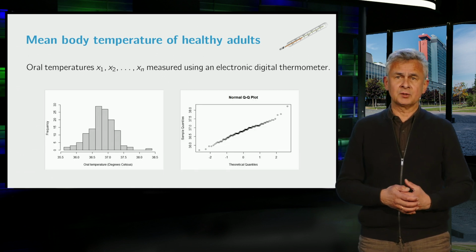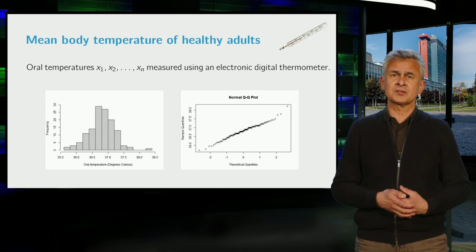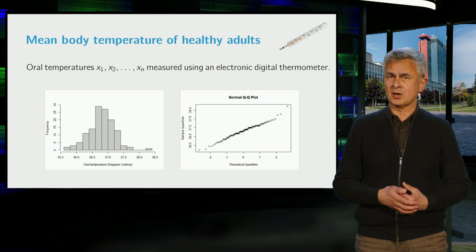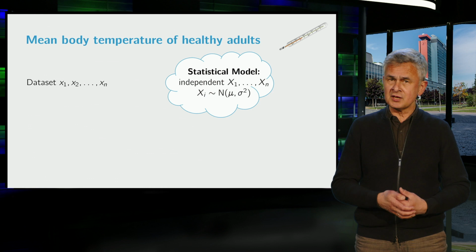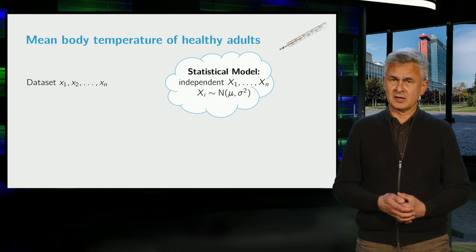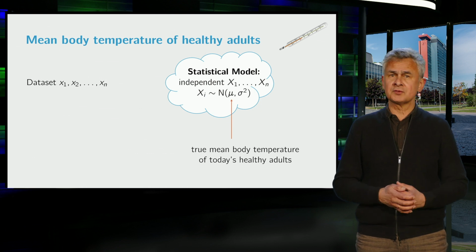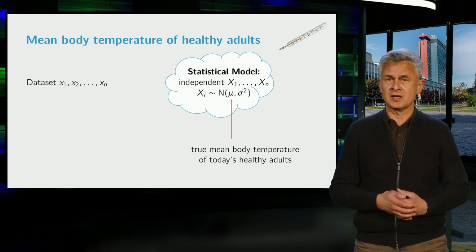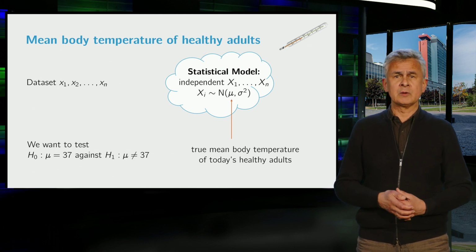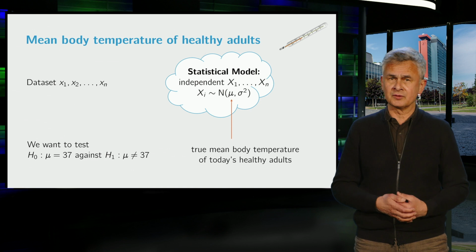Now, the histogram and the QQ plot of the observations suggest that the normal distribution is a suitable candidate to model the observations. So, we model the dataset as a realization of independent random variables with a normal distribution. The parameter mu of this distribution represents the true mean body temperature of today's healthy adults. We want to test the null hypothesis mu equals 37 against the alternative hypothesis that mu is different from 37.